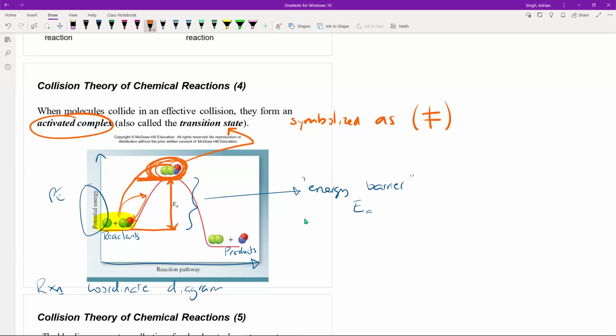So once we get to that point, then it's all downhill till we get to our product on the right side. All right, that's your reaction coordinate where we see the activation energy or the energy barrier that we need to overcome to go from reactants to products in this particular reaction.